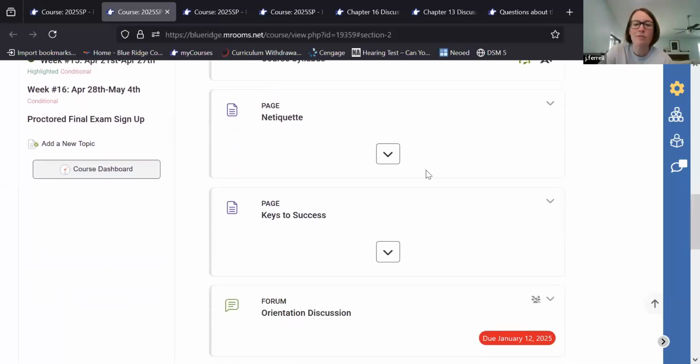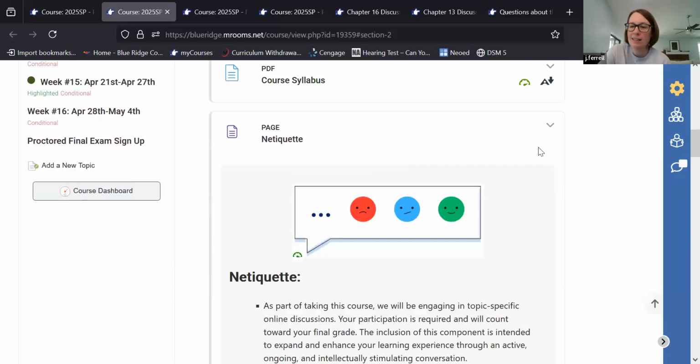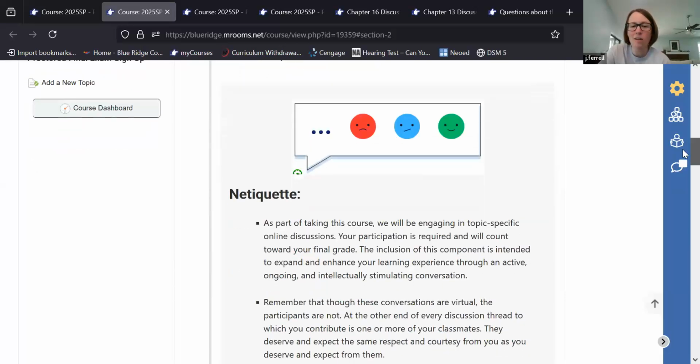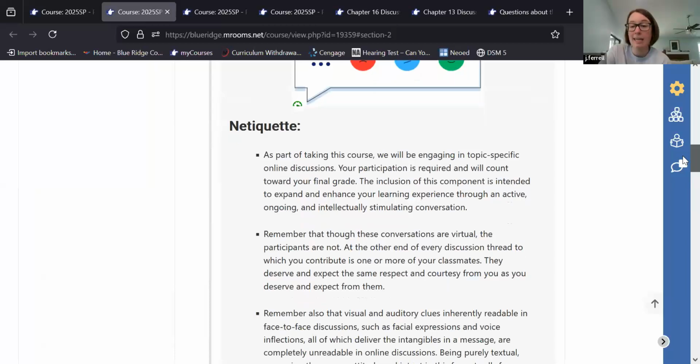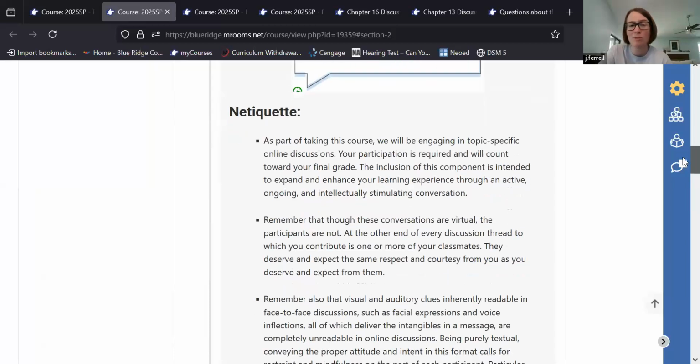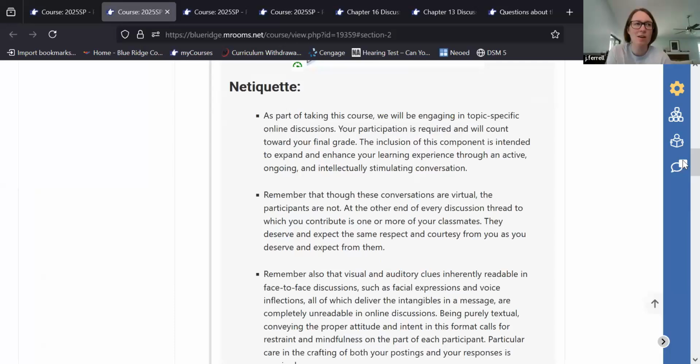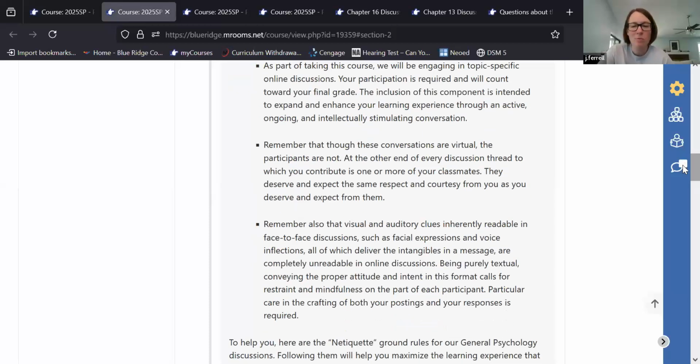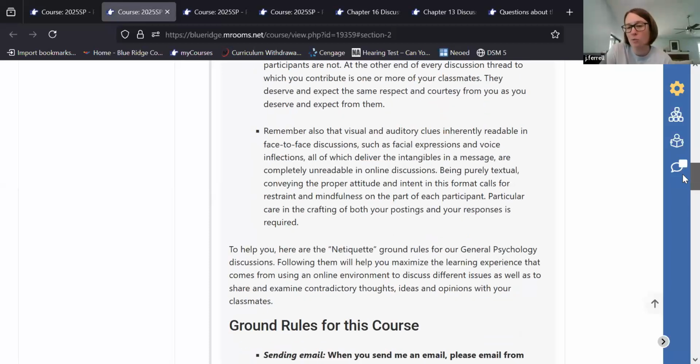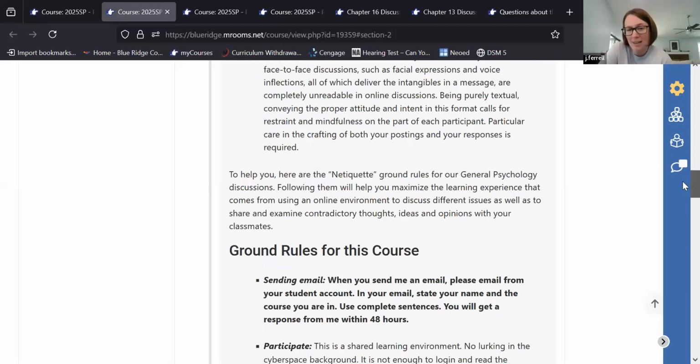I also have a little netiquette that they can read. This is all about what they can and cannot do in my class in terms of talking to one another. Since it's online classes, everything's going to be virtual and they're having discussions as ways to talk to one another. Every once in a while, I'll have somebody that decides to be really rude or say really rude things on discussion boards. So this is a nice way for them to see that there's ground rules for how this course is going to be set up.